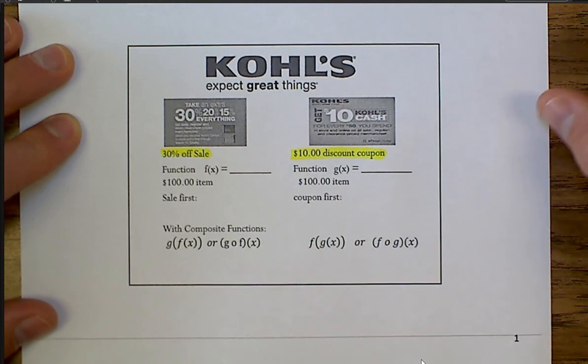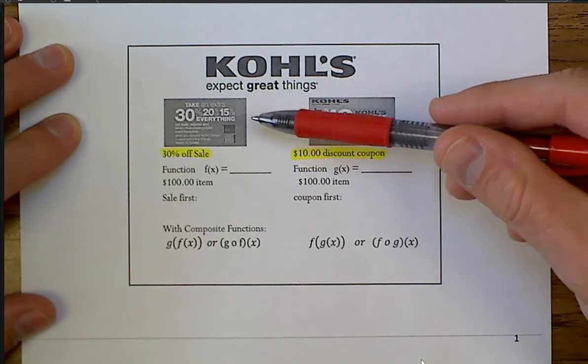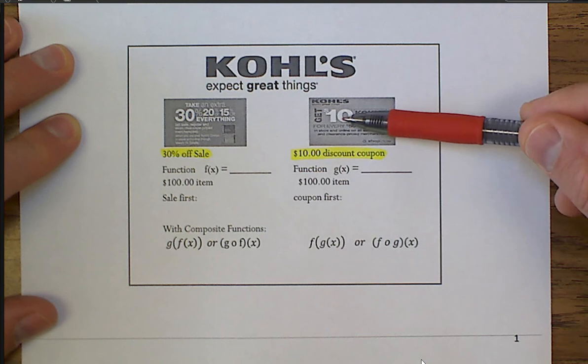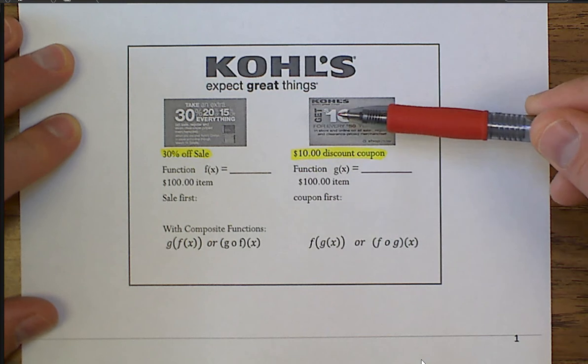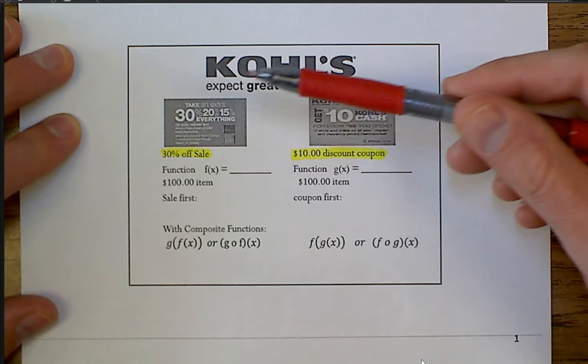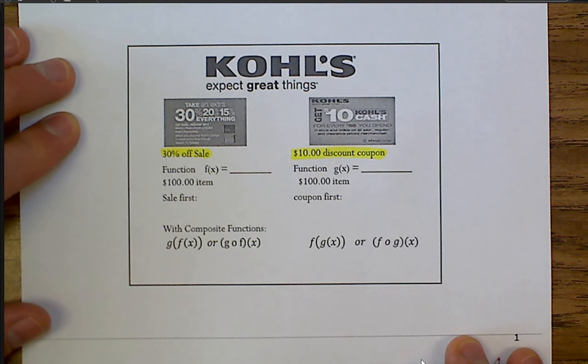So the million-dollar question becomes this: do you save more money if you take 30% off of the item and then subtract $10, or take $10 off and then take 30%? Some of you may be able to answer that question right now in your head. You can do the math or think about the math involved in those two scenarios. But let's take a closer look so that I can better explain how we can set up a composite function here and actually prove which one is cheaper.